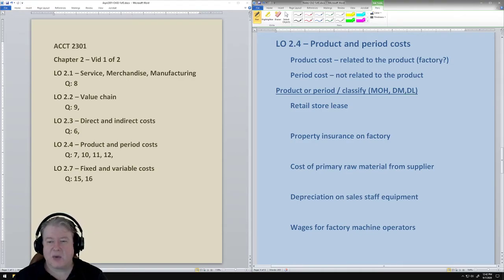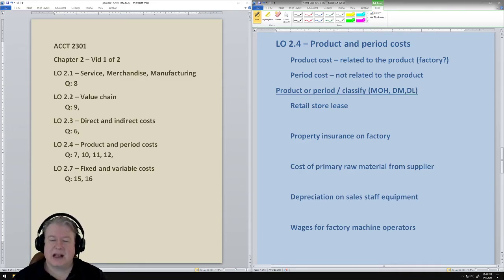If it's something not related to the product, but still necessary, let's say it's the sales and marketing team, it's the CEO, it's the insurance, or something not related to the factory environment, then it's what we call a period cost. Think about it in accounting: at the end of the period, we create the financial statements. So it's not something that we trace directly to cost of goods sold. It's something that gets added into the financial statements at the end of the period. Therefore, we call it a period cost.